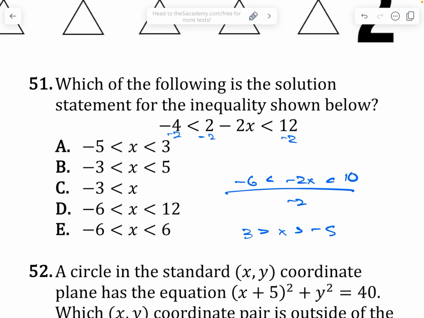Okay, when you divide by a negative number or multiply by a negative number in an inequality, you have to flip the directions of the signs. Now let's just write this in reverse. It's -5 is less than x is less than 3.